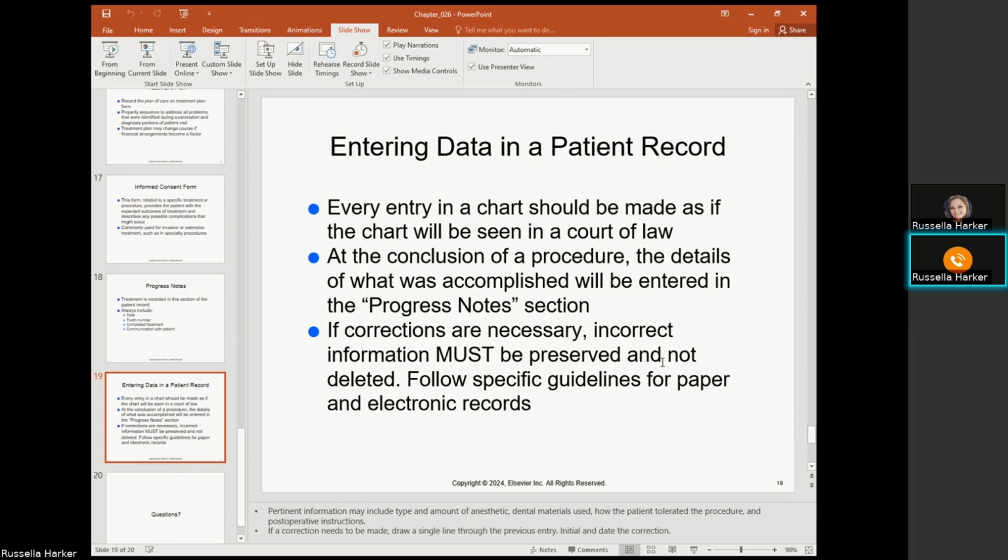And if you had to make a correction, anything that's incorrect must be preserved. So we still have to be able to read it, even though you want it to go away. We can't completely delete it. We can't scribble it out. We can't white it out. Just a single line through it so that it can still be read, initial and date next to it, and then write your new entry underneath it. And then there will be specific ways to correct those entries in electronic records depending on what system you're using.